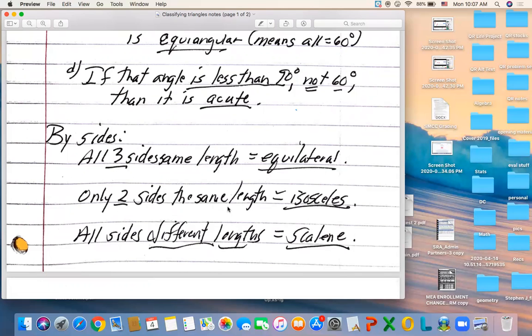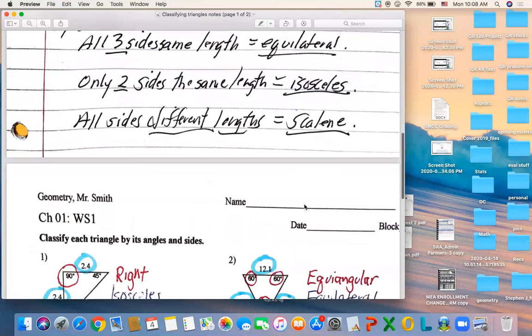3 equal sides means equilateral. If only 2 sides are the same, it's isosceles. Isosceles means 2 sides congruent or the same length. If all 3 are different, then we call it scalene. So if the lengths of the sides are 3, 4, and 5, that would be a scalene triangle. If they were 3, 3, and 4, it would be isosceles. If they were 3, 3, and 3, it's equilateral.